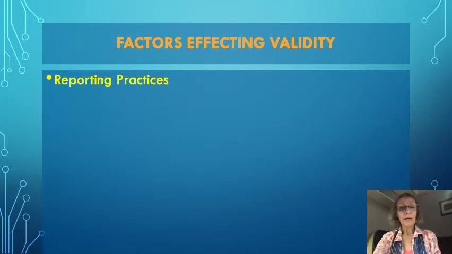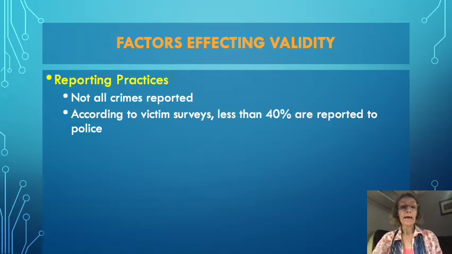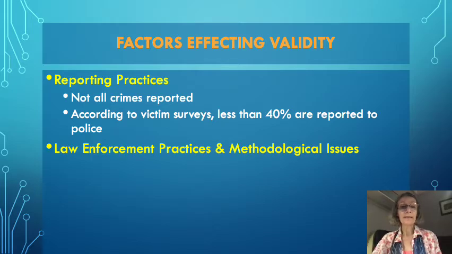One factor to keep in mind is the reporting practices. As we all know, not all crimes are reported to the police. In fact, as we looked at with the National Crime Victimization Survey, it seems as if less than 40% of crimes are actually ever reported to police. And so that means that the only crimes that get published in the UCR are crimes that are actually reported to police. And so that could mean that the UCR actually underestimates the amount of crime that's going on in the United States.